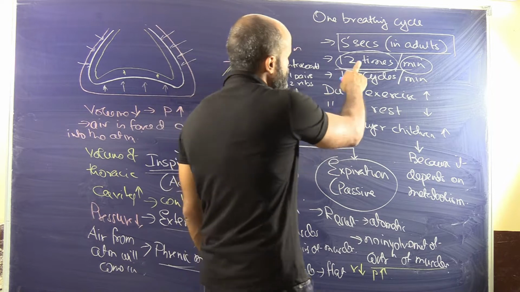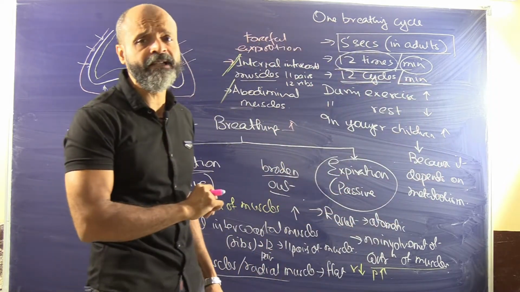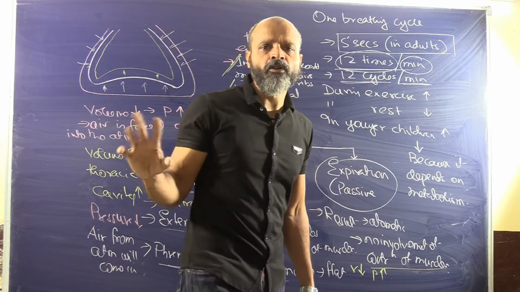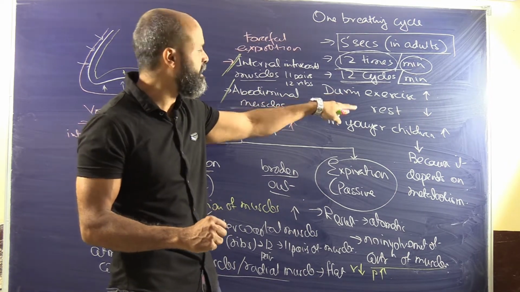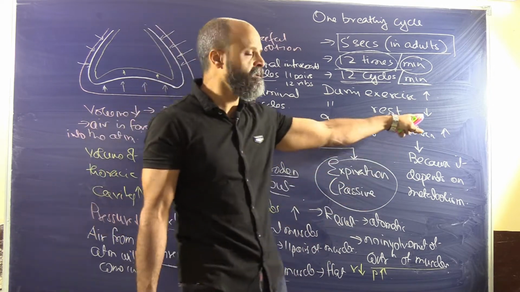Okay, we approximately breathe 12 times, which is 12 cycles per minute. This is the normal breathing rate. When we are into heavy exercise or running or doing some heavy activity, this will increase, obviously, because the oxygen requirement increases. When we are at rest, when we are lying down, then this will decrease.